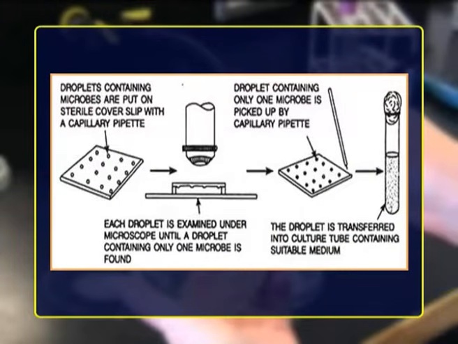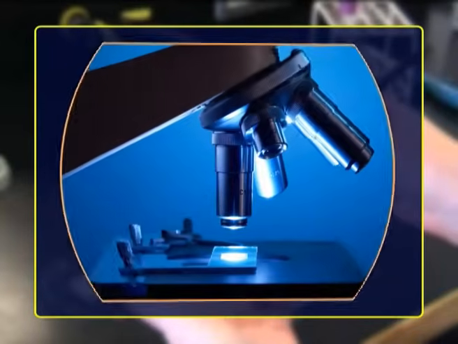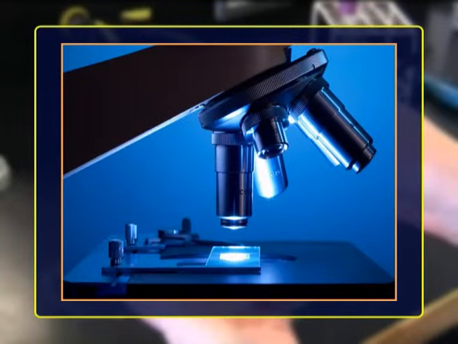Several small drops of a suitably diluted culture medium are put on a sterile glass cover slip by a sterile pipette drawn to a capillary. One then examines each drop under the microscope until one finds such a drop which contains only one microorganism. This drop is removed with a sterile capillary pipette to fresh medium. The individual microorganism present in the drop starts multiplying to yield a pure culture.